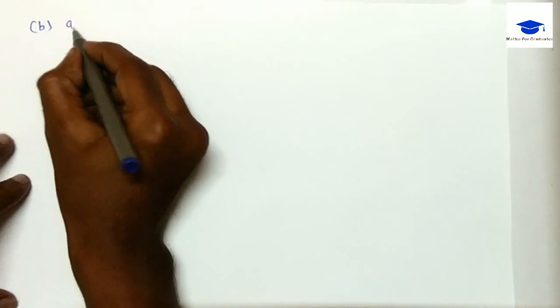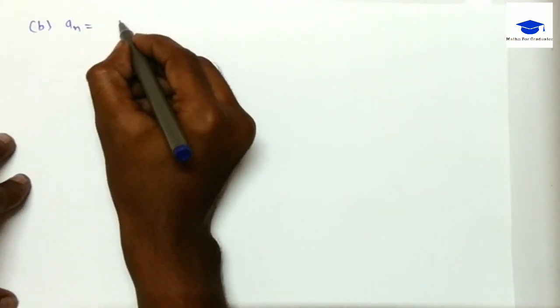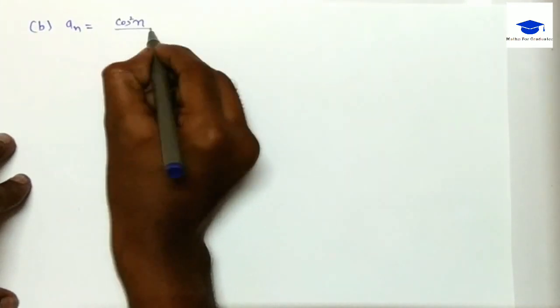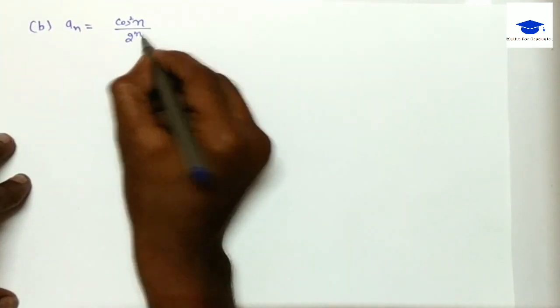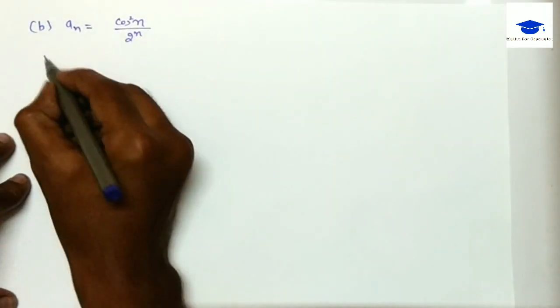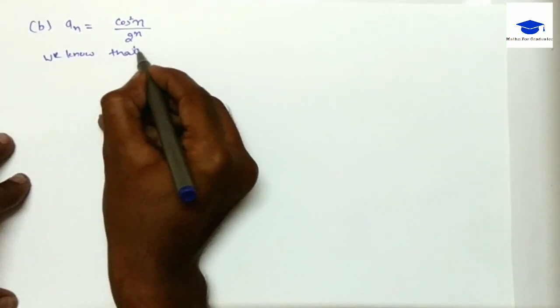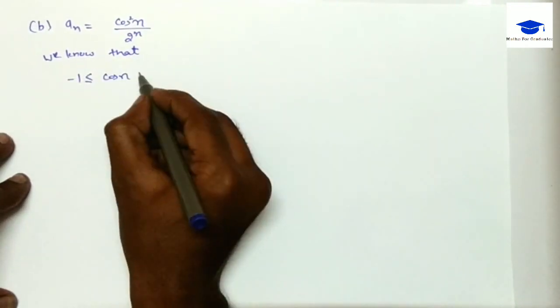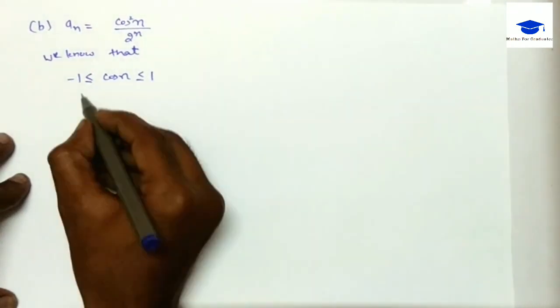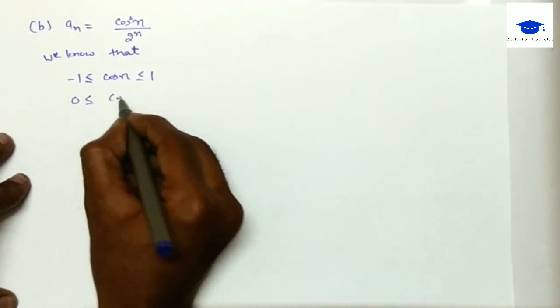Now see the second example, whose nth term is an equal to cos square of n over 2 raised to power n. As we know, cos of n lies between minus 1 and 1, and cos square of n lies between 0 and 1.